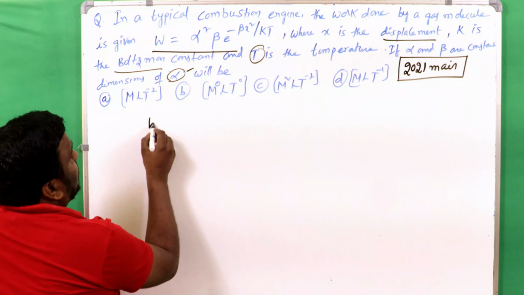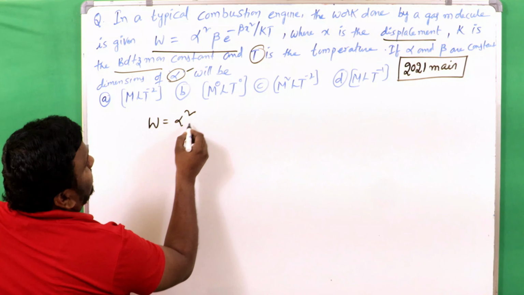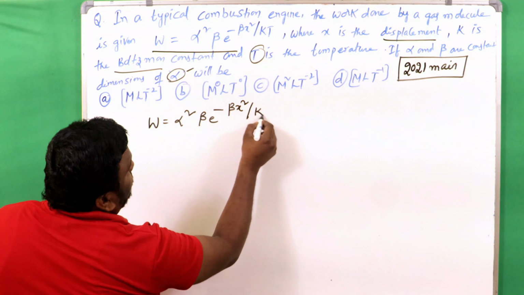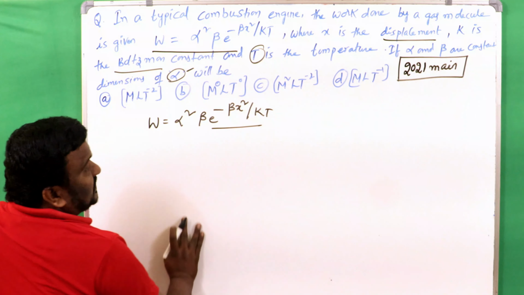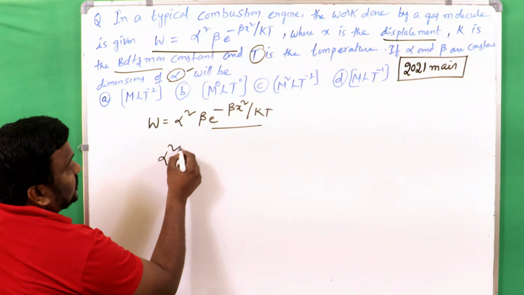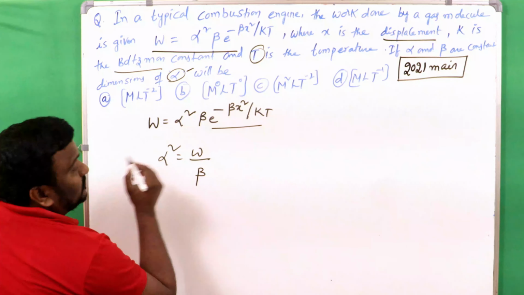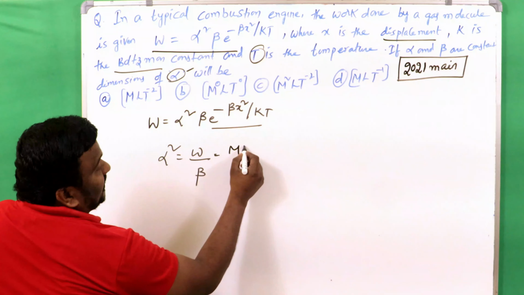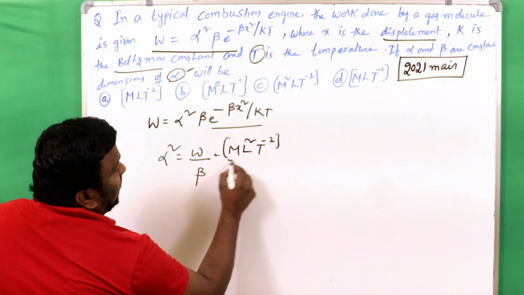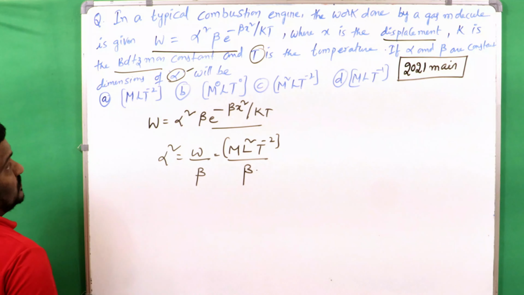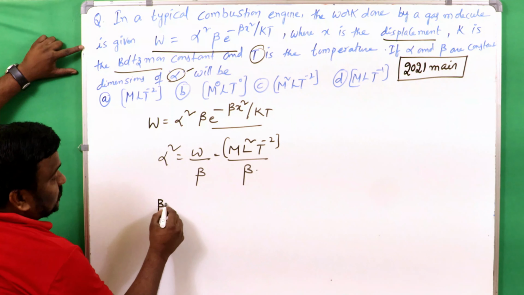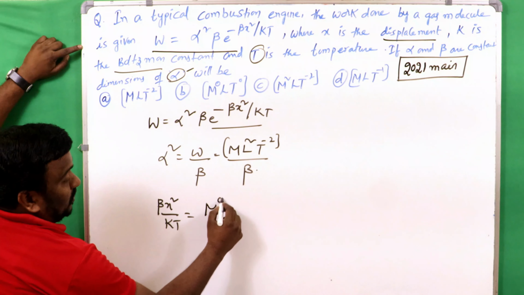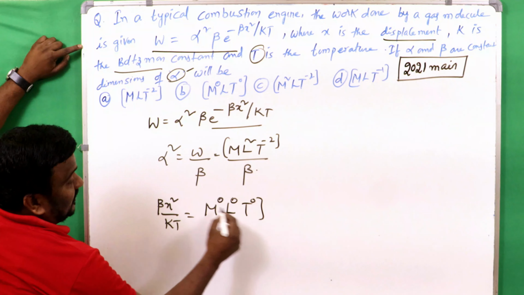What is the given expression? W = α²β e^(−βx²/kT). What do we know? It is in the form of an exponent, so it has no dimension formula. Then α² is equal to W by β. Now we want to find out the dimension formula of β. Already we know the dimension formula of work is ML²T⁻², divided by β, which we have to find now. In the power we have βx²/kT, which has no dimensional formula. That's why we simply write M⁰L⁰T⁰.